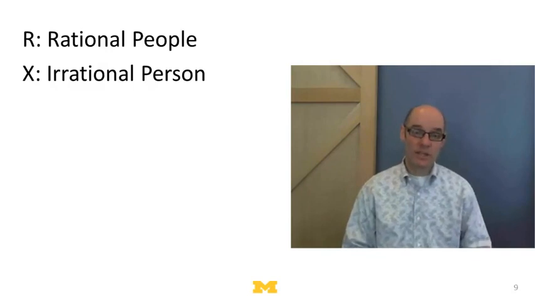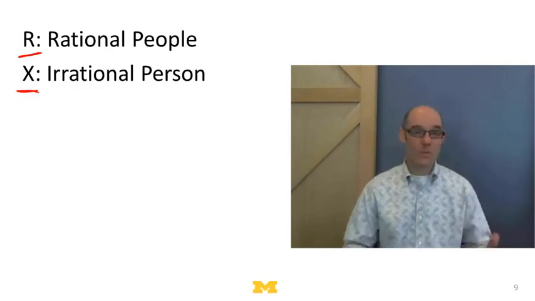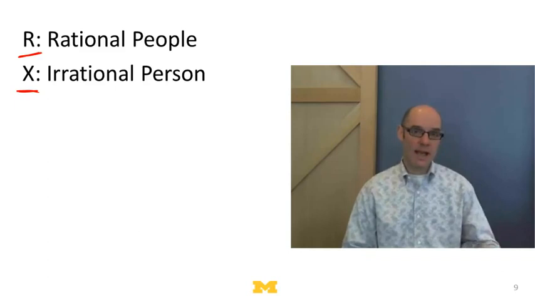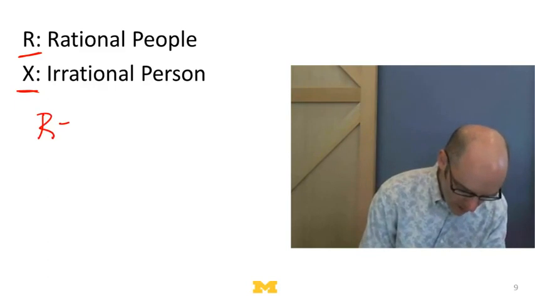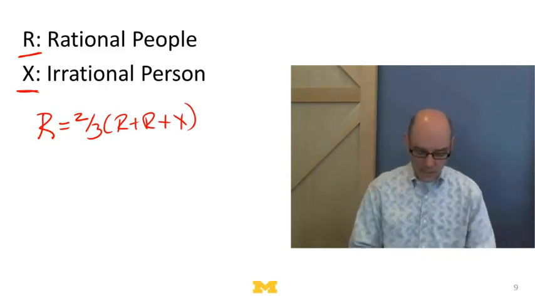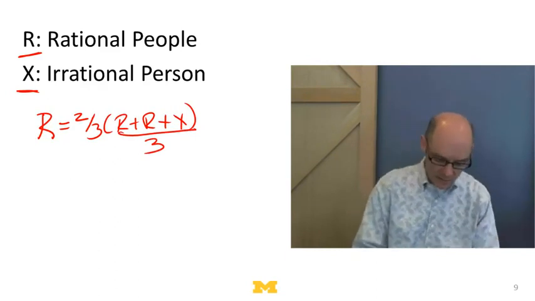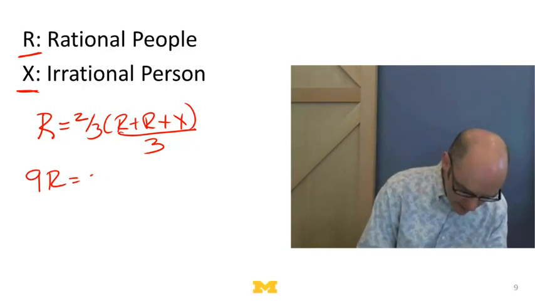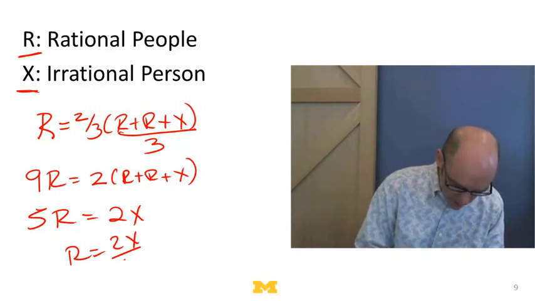So suppose I'm a rational person and you're a rational person, so we're going to pick some amount R, right? Now, for the irrational person, we've got to decide what we think they're going to pick. Suppose we both think they're going to pick X. Then we have to decide how much we pick. Here's what has to be true. The amount we pick, R, has to be 2/3 of the mean, which is (R + R + X) divided by 3. If I multiply this out, 9R has got to equal 2 times (2R + X), which ends up being 4R + 2X, so 5R equals 2X. So R equals 2X over 5.